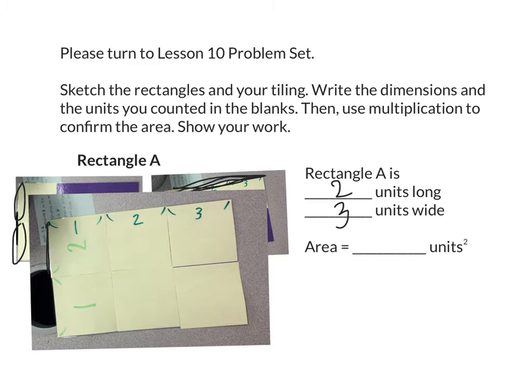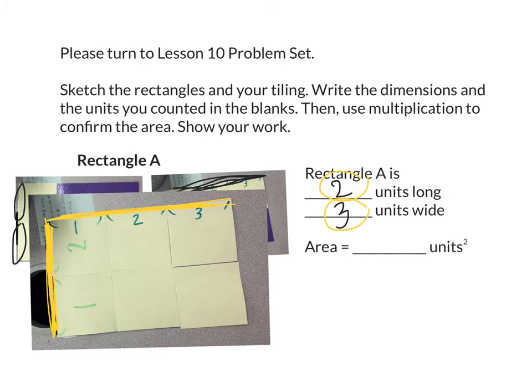Remember, this edge was 2 square units. Let me use a different color so we could see it. The length, we said, was 2 square units, and the width was how many, or no, sorry, do we use square units to measure a length? No. We use what kind of units? Regular. How many regular units did it take to cover the length? 2. How many did it take to cover the width? 3 regular units. That's why you wrote that rectangle A is 2 units long by 3 units wide.